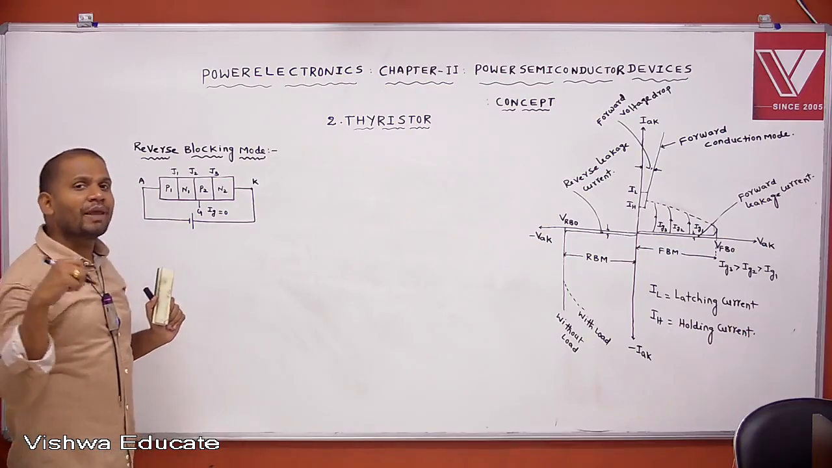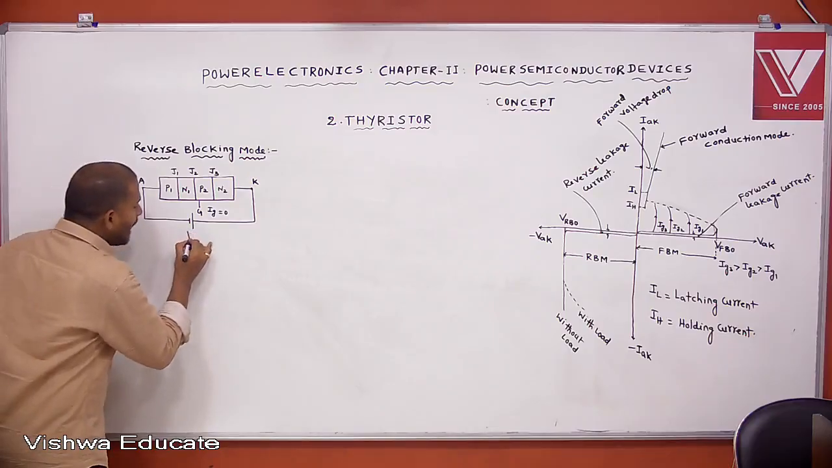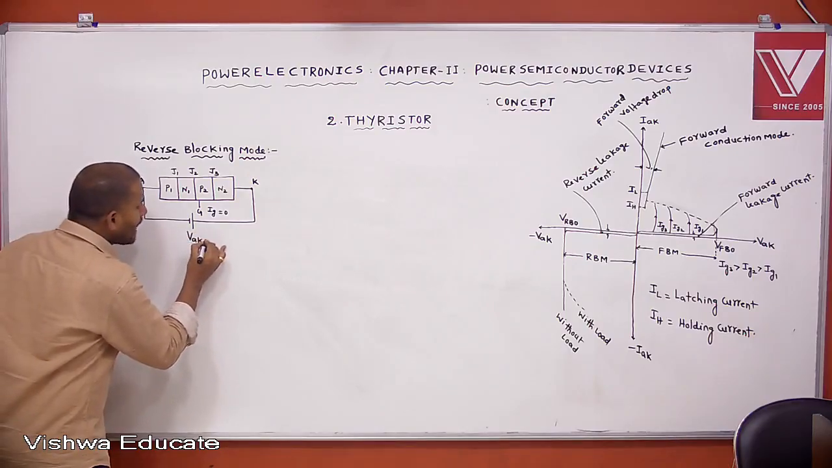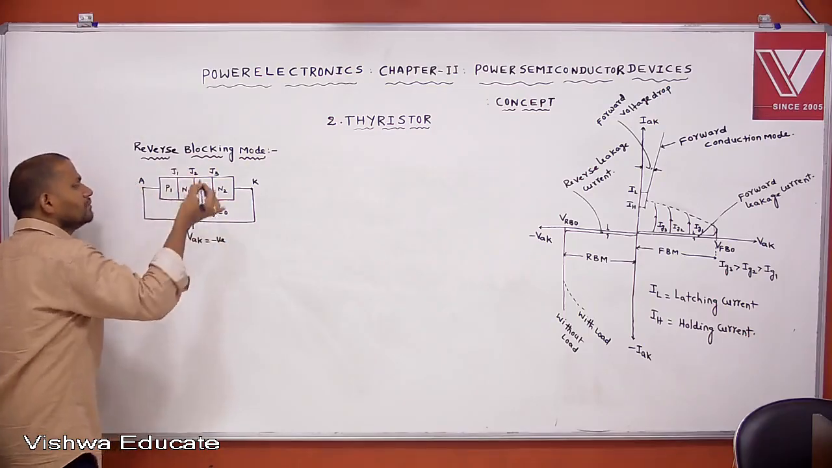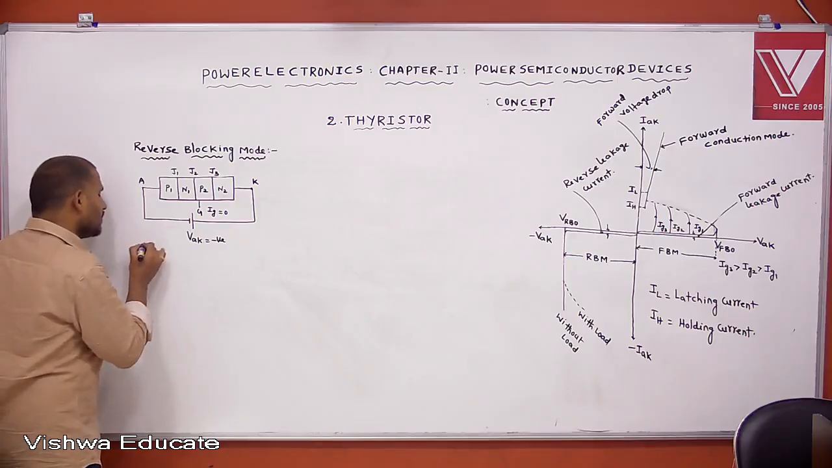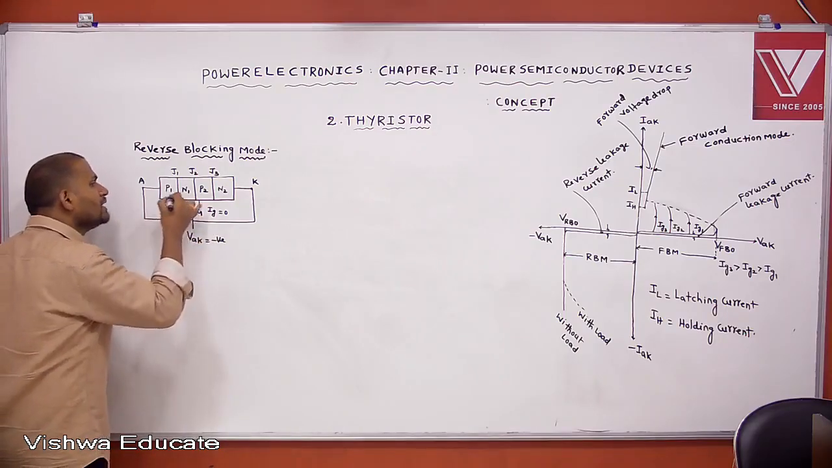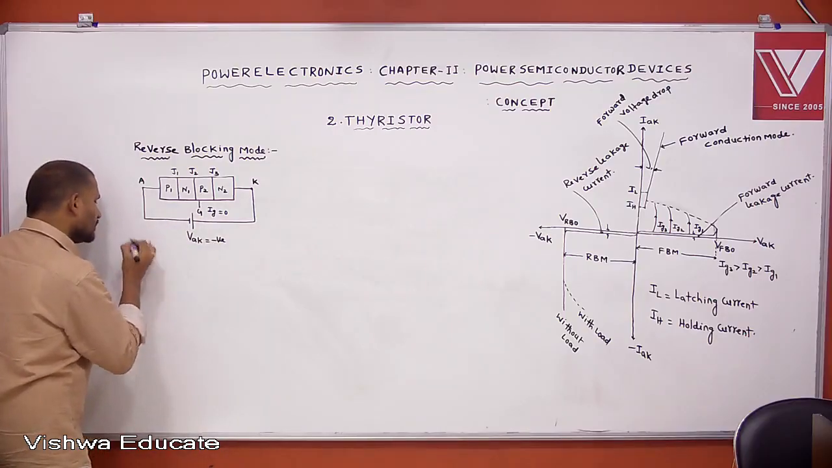If the gate supply is connected, what happens? Later on we will see. What is the anode to cathode voltage now? It is negative. That's why the thyristor is under reverse blocking mode of operation. Now what are the different observations in reverse blocking mode? I want to list them out here. Every point is important.